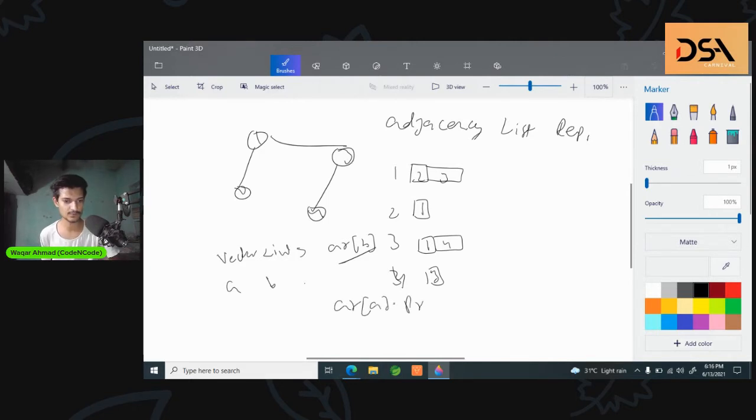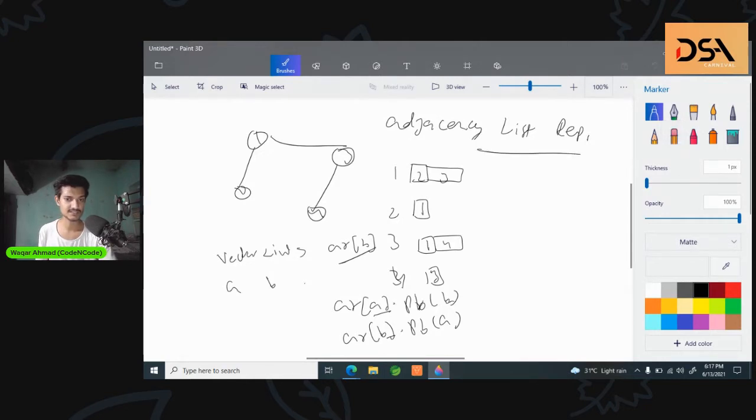arr of A dot push_back, pb is for pushback, B. So in the adjacency list of A you added B, and same goes for arr of B dot push_back A. So in the adjacency list of B you added A. So this way you are adding elements at the back of the list, because in list of A we need B, in list of B we need A, depending upon whether this is directed or not. For now we are working with undirected. Changing it from directed to undirected is very easy. We'll not cover that.